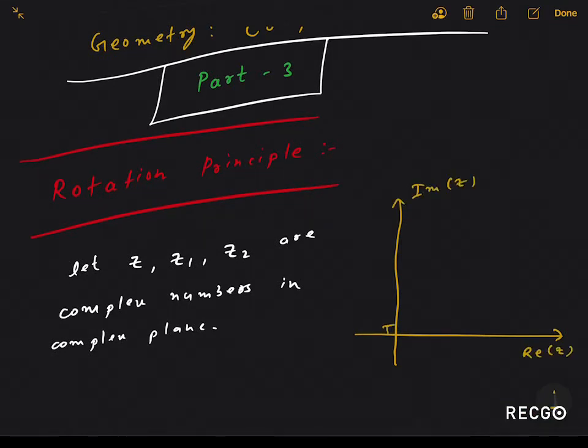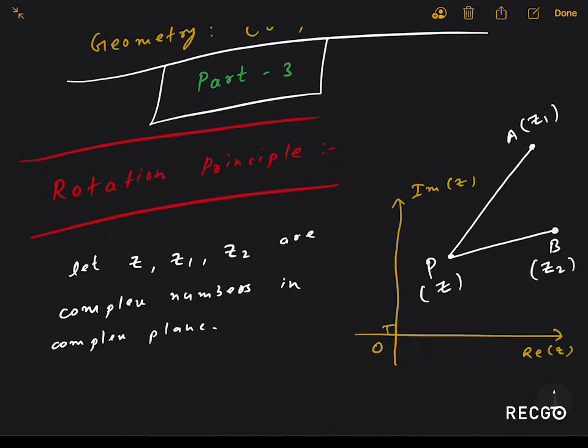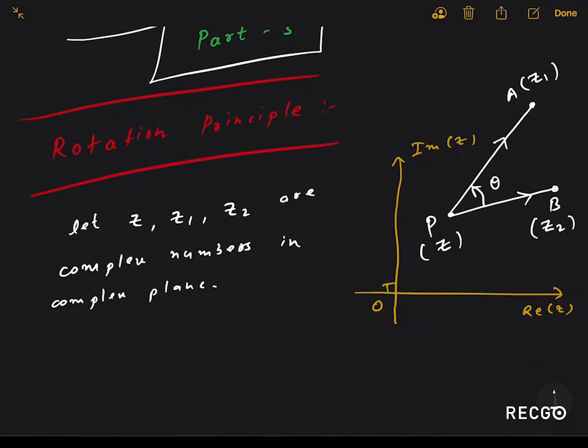Let's say there are 3 points in the complex plane. Let's draw them. This is the first point, this is the second point, and this is the third point. This point is P with affix z, this point is A with affix z1, this point is B with affix z2. And suppose that this angle is theta in the anti-clockwise direction. Now what does the rotation principle state, and how do we apply the concept here?